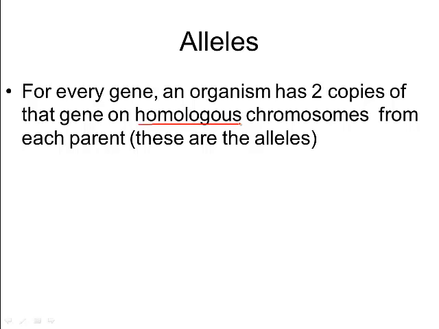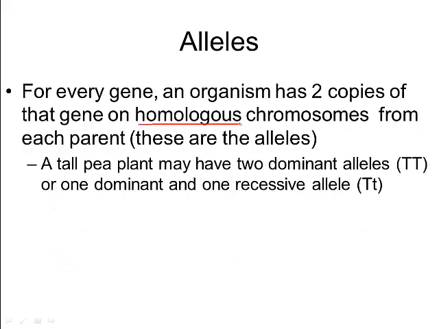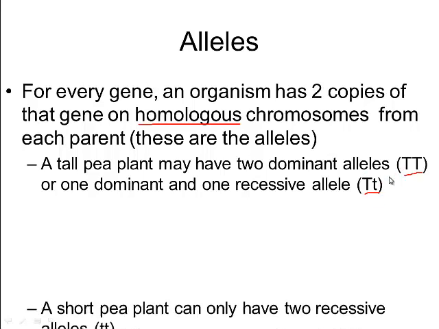Okay, so you could have two copies of a gene, those are your alleles. It might not be exact copies. They might be a little bit different. So if you have a tall pea plant, it could have two dominant alleles. We call that big T, big T. And that means it got one big T from mom and one big T from dad. Or it could have one big T and one little t. And that means it got the big T from one parent and the little t from the other. But it's still going to be tall, because tall dominates over the short. So it still looks tall.